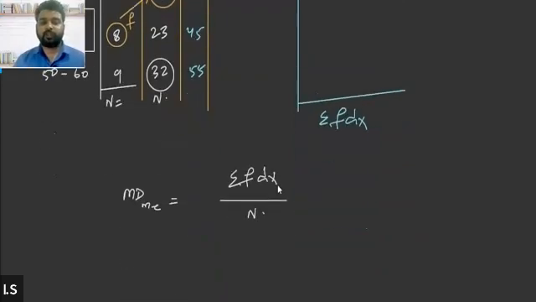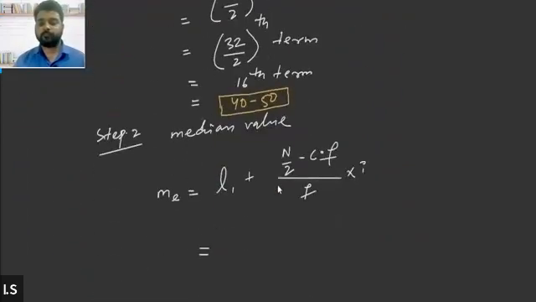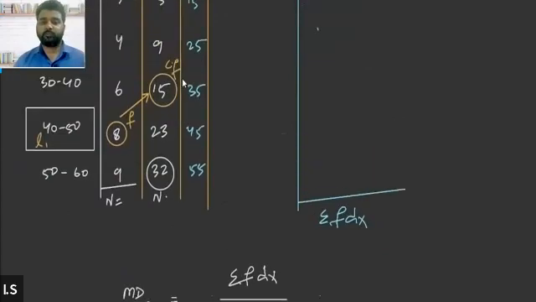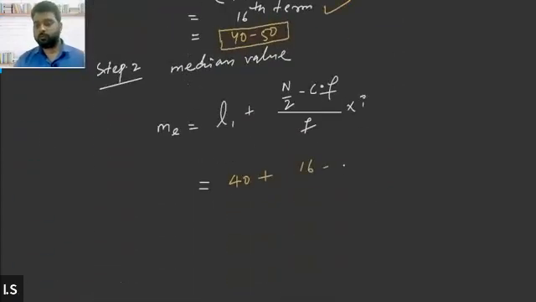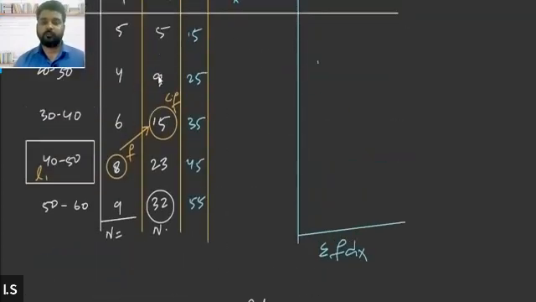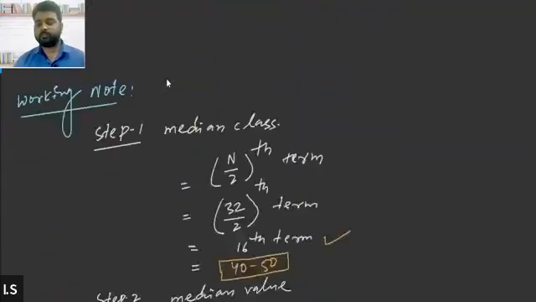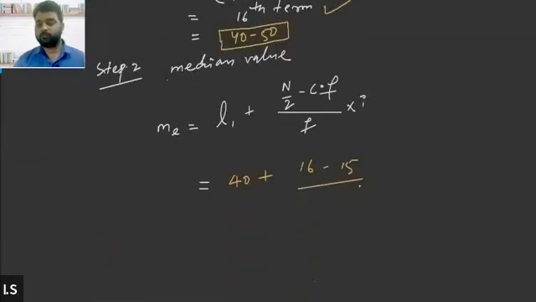So in place of L1, we can write 40, right? And n upon 2, we have already calculated n upon 2 is 16. Minus cumulative frequency, the value of cumulative frequency is 15, right? So 15 divided by frequency. What was the value of the frequency there? 8 was the frequency. So 8.